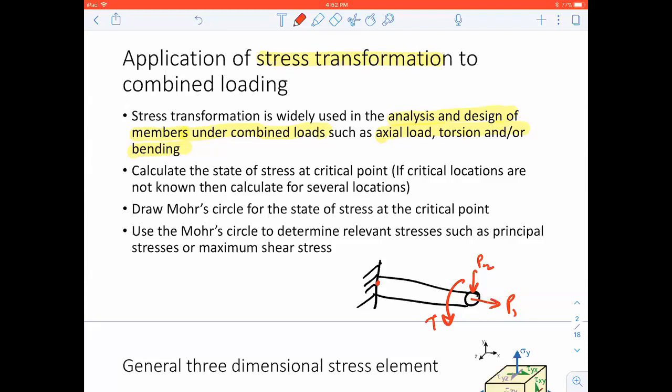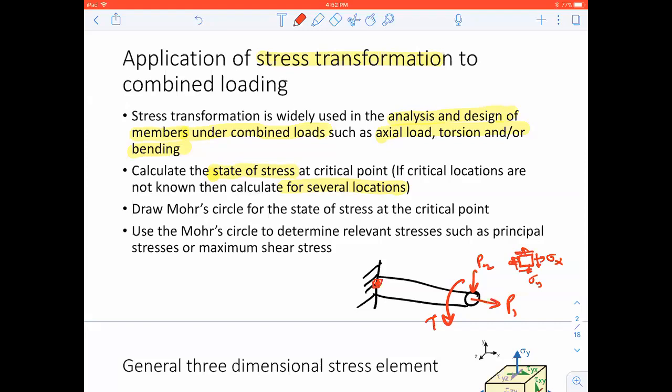If you do not know where your critical location for a structure is, then you will have to consider calculating the state of stress for several locations. What do I mean by state of stress? Say for this particular location, you're going to take a small element and you want to find out sigma x, sigma y, and the shear stresses, that state of stress.